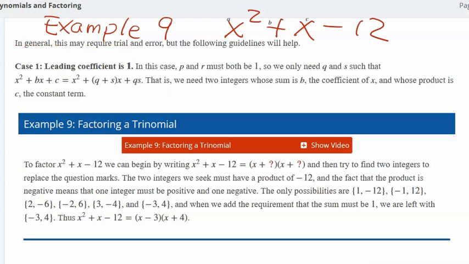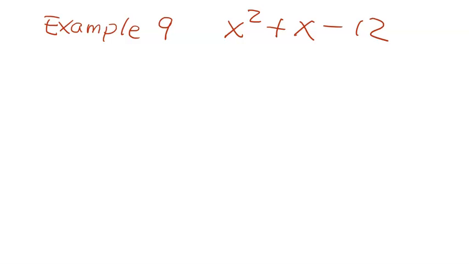Now, for example 9, they're starting us off with a nice, easy one. But let's go to the whiteboard to see it. So remember, this was a product of 2 binomial factors. So what's the protocol? Well, have it in standard form. And remember, standard form is ax squared plus bx plus c, where our a value is 1, our b value is 1 here, and our c value is a negative 12.